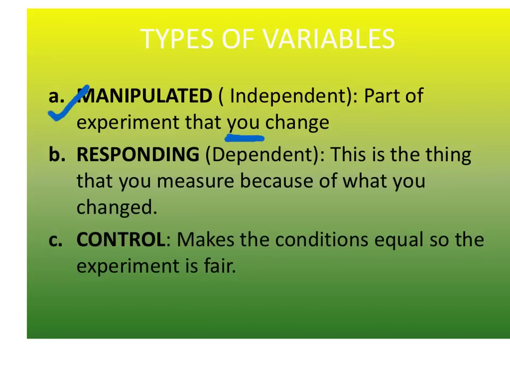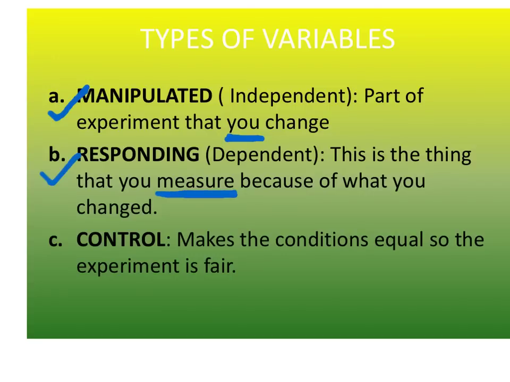The second type of variable is the responding variable. This is the thing that you measure because of what you changed. So again, going back to our plant experiment, we were measuring the height of the plant as a result of the difference in location. So we were trying to see which plant grows taller, the one on the windowsill or the one that we kept in the closet. So the responding variable is the part of the experiment that you measure, that you collect data on.